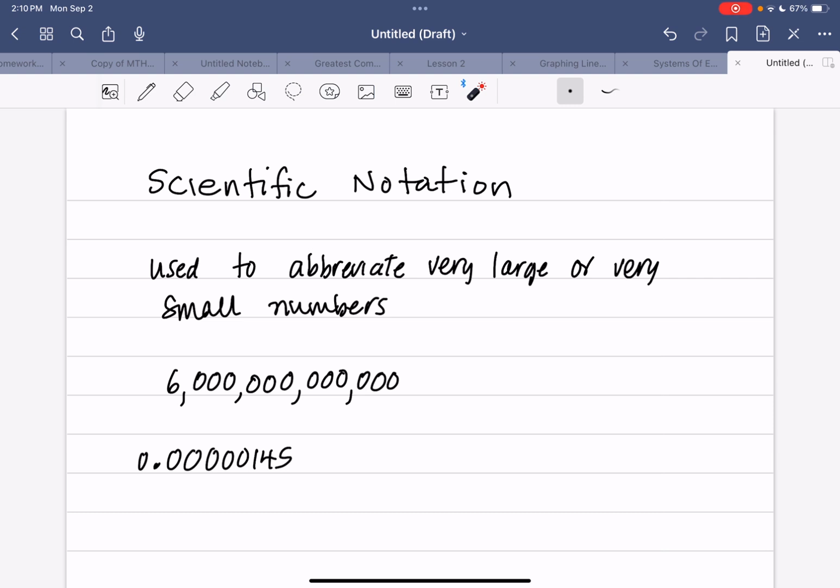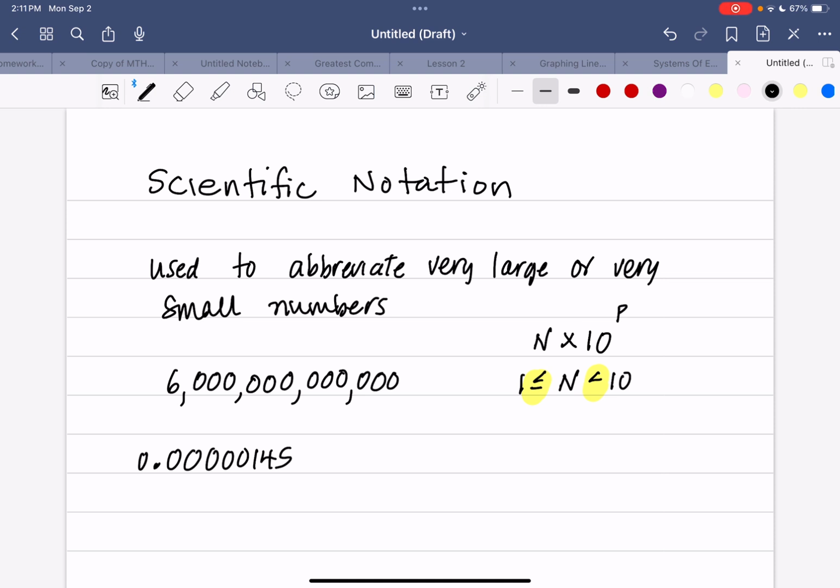Very, very tiny. In scientific notation, the format is some number times 10 to some power, and the number has to be between 1 but less than 10. So it can be 1, but it can't be 10. So that's why the equal sign is here, but not on this end.